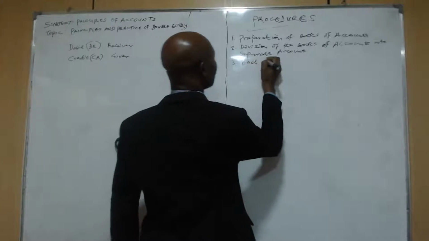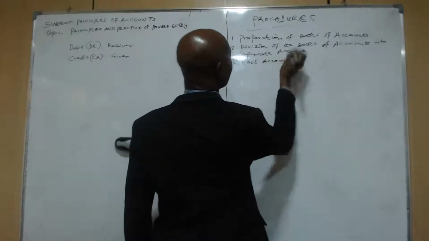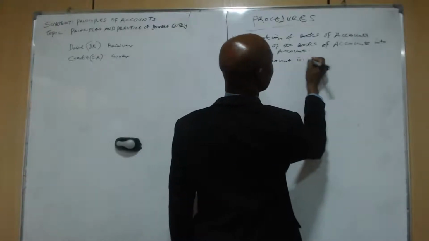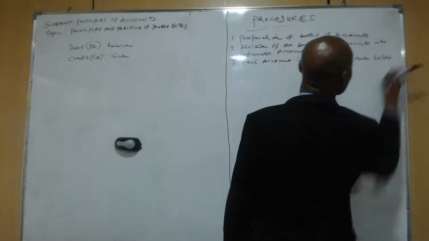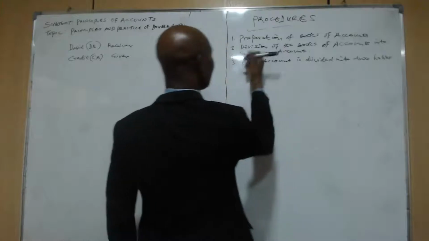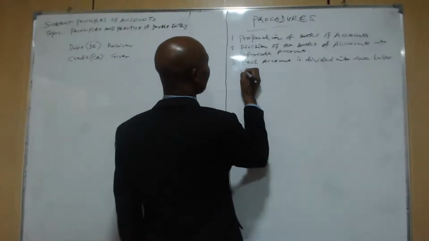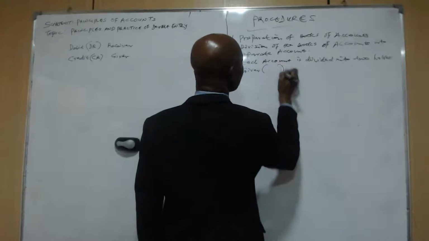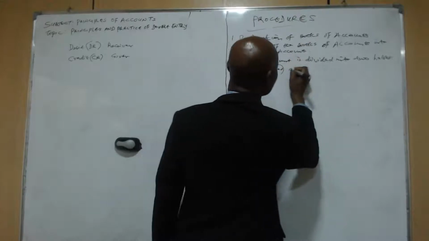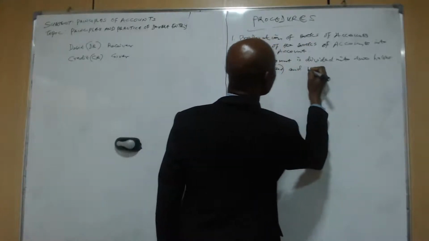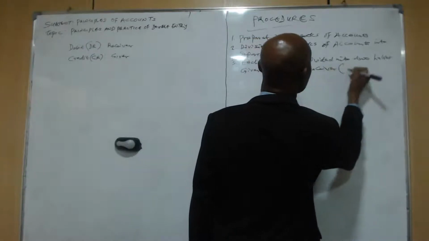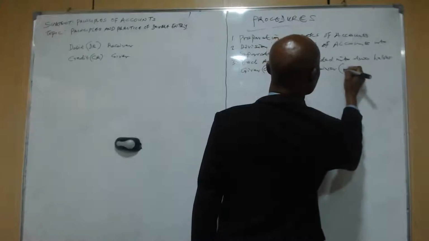Each account is divided, that is, the giver, who is credited, and the receiver, who should be debited.